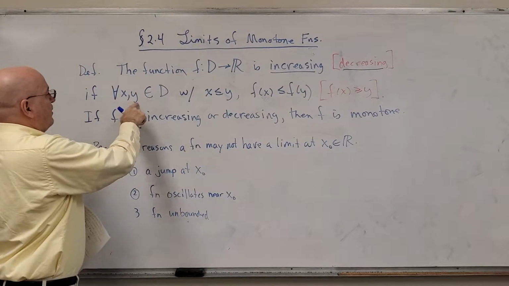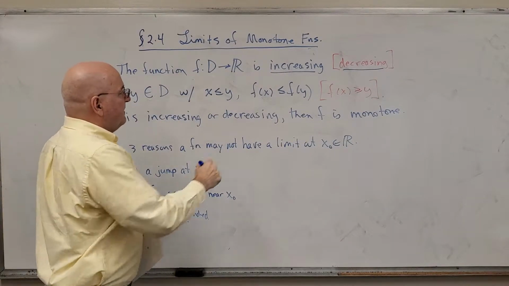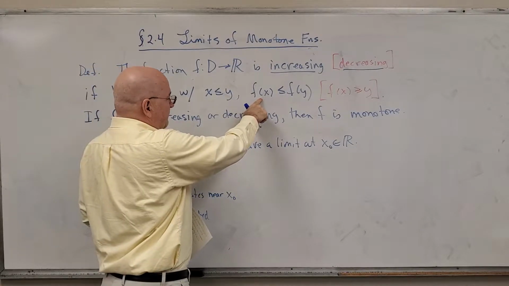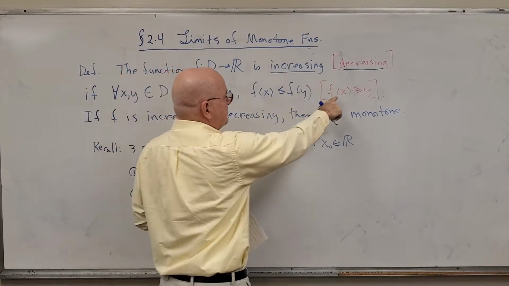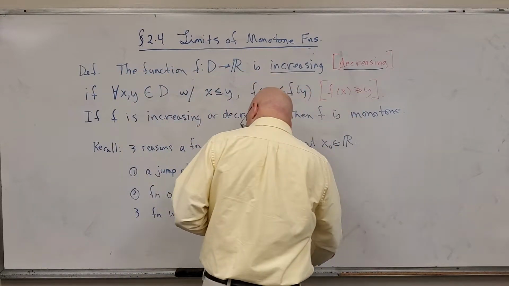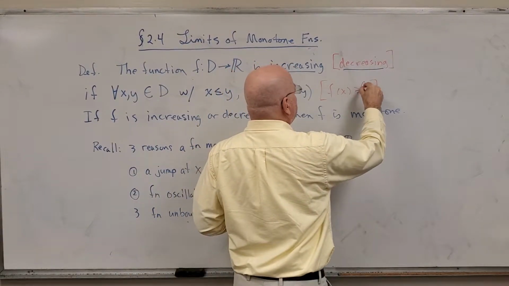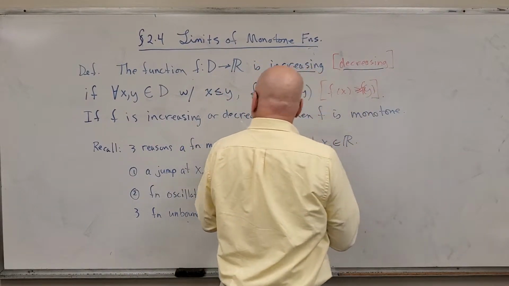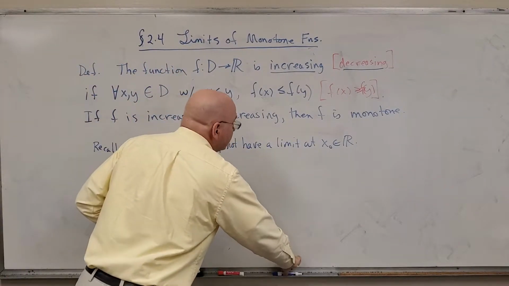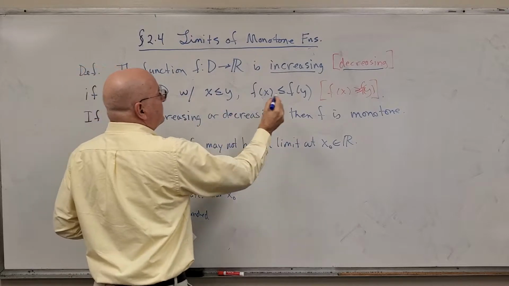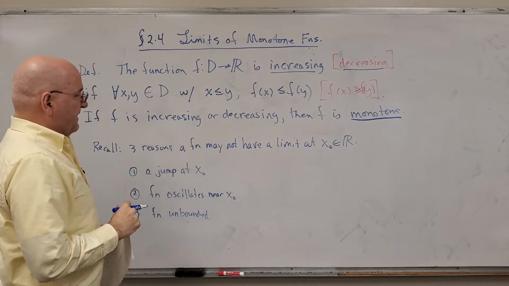if for every x and y in the domain where x is less than or equal to y, the height of the function, or the value of the function f of x, is less than or equal to f of y. And if it's decreasing, f of x would be greater than or equal to f of y. And if it's either one of those, if it's either increasing or decreasing, then it's monotone. And that's the way the book defines it.